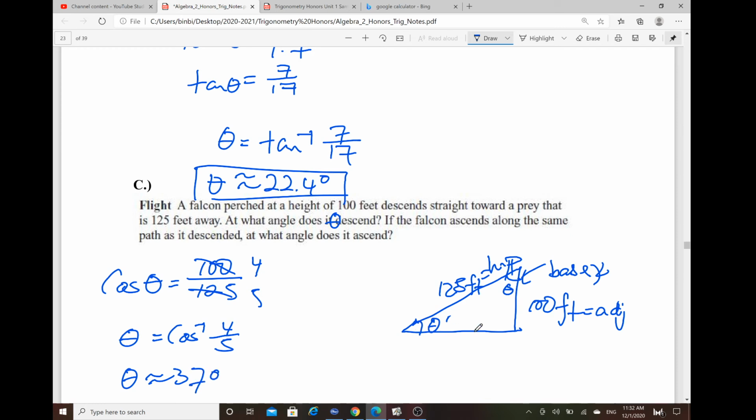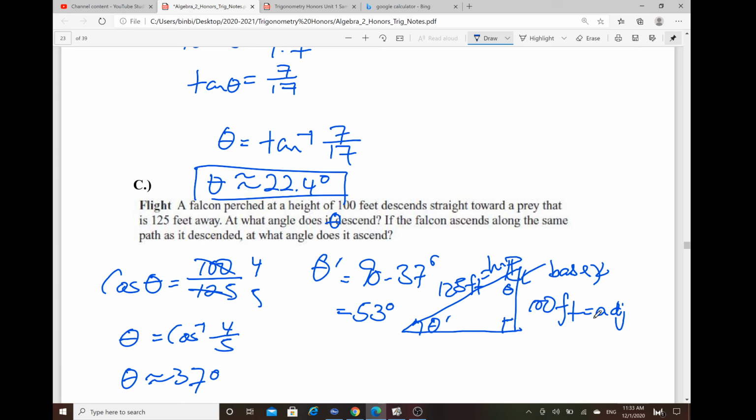In order to get that theta prime, we can do it either way. We can subtract this angle from 90, so 90 minus 37. It's easier to do it that way, which is 53 degrees.